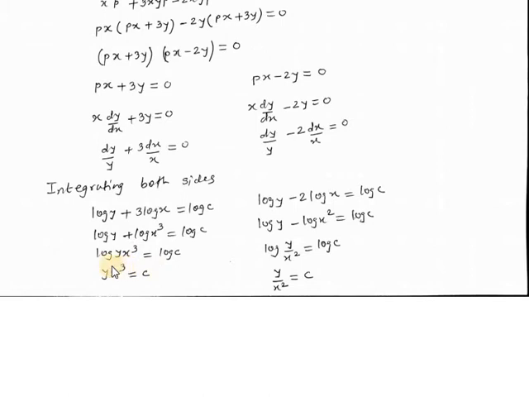Okay, so it will be yx cube is equal to c. Here again, integration dy by y will be log y, minus 2 integration dx by x will be log x, is equal to log c. So it will be log y minus log x square is equal to log c. Now log a minus log b is log a by b, so it will be log y divided by x square is equal to log c. Therefore y divided by x square is equal to c.